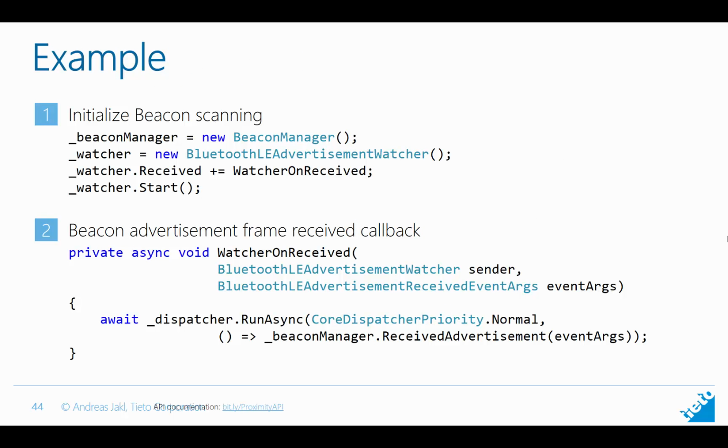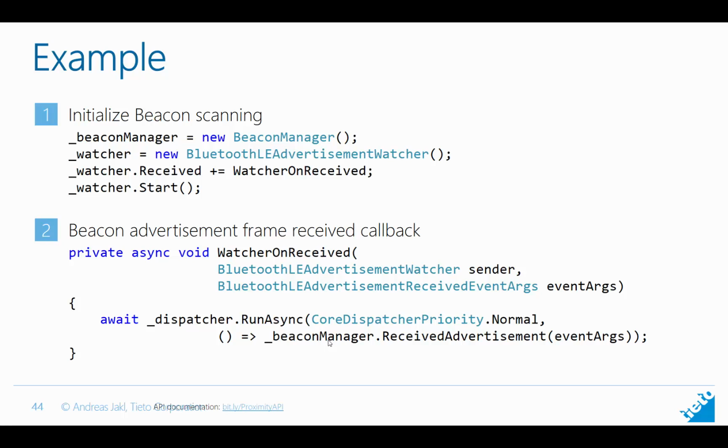So here is an example of how to work with this universal beacon library. First of all, you initialize beacon scanning. This beacon manager is coming from the library. The other 3 lines are exactly the same as we saw before. It's just for starting the Bluetooth Low Energy advertisement watcher, so you just receive all the Bluetooth beacon advertisements around you. And then in the callback, which is also the same as before, what you need to do is send this beacon advertisement to the beacon manager, and the beacon manager will take care of the rest itself.